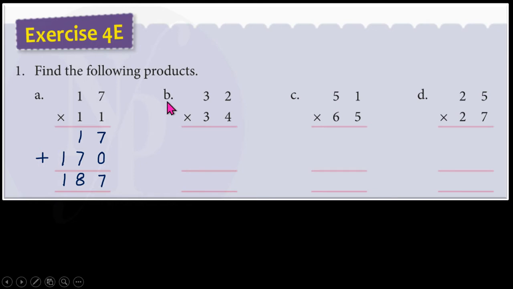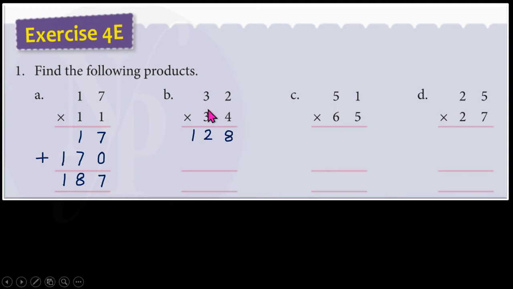Now let us move to question B. 32 into 34. Let's multiply now. Multiply 32 by 4 first. So 4 twos are 8. We write 8 in ones place here. And then we multiply 3 by 4. 4 threes are 12. The 12 tens are regrouped as 100 and 2 tens. So we write 1 in hundreds place and 2 in tens place.